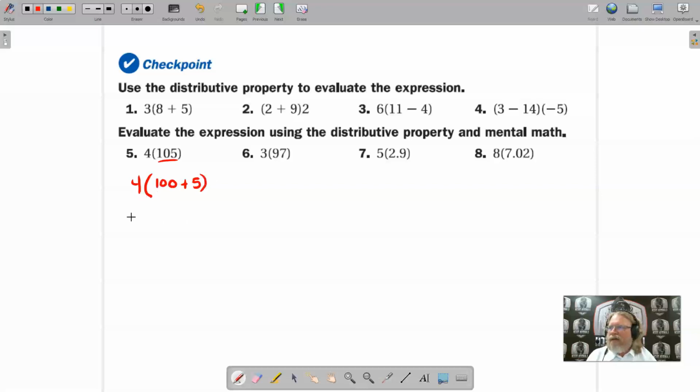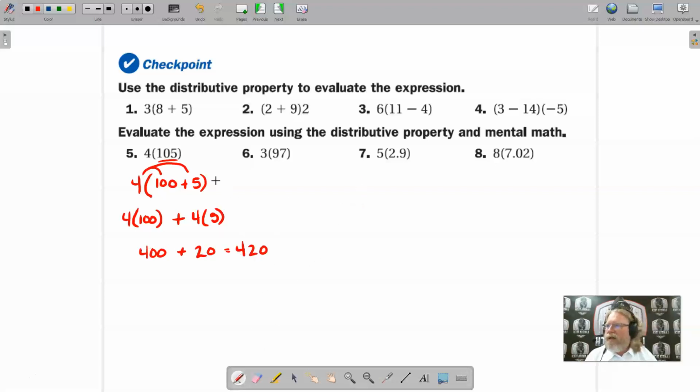Now I can think of this as 4 times 100 plus 4 times 5. Now 4 times 100 is 400, and 4 times 5 is 20. And so my answer would be 420.